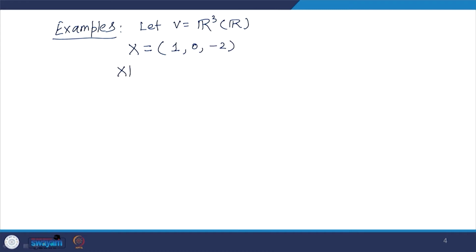Now, what is the 1 norm of x? It is 1 plus 0 plus the absolute value of -2. So, the value comes out to be 3. This is also called the L1 norm or Manhattan norm.